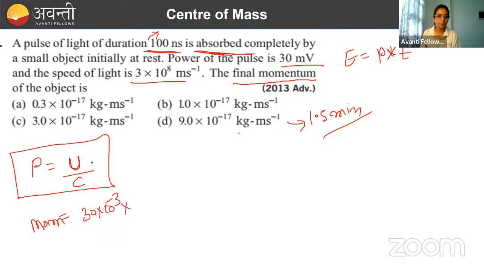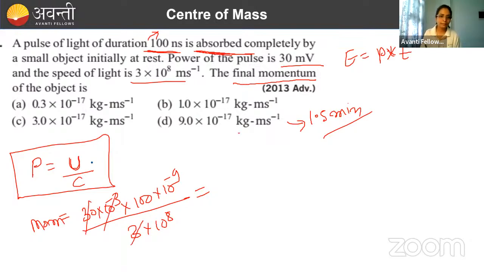So you will write into time, how much: 100 into 10 to the power minus 9 by 3 into 10 to the power 8. So whatever value you're getting here, 3 will get cancelled, and this 10 to the power minus 3 will get cancelled by this 330, and you will get only 10 to the power 17 now.